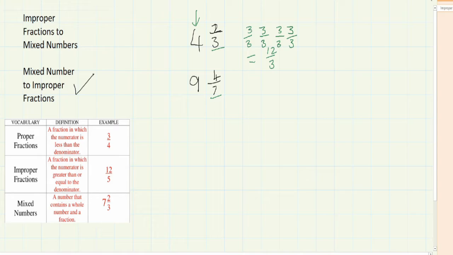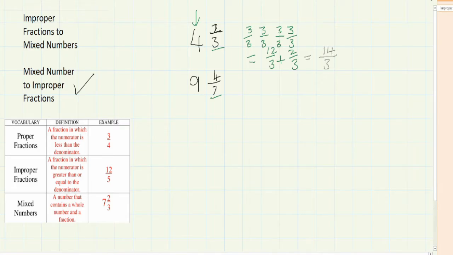4 whole numbers is represented in improper fractions as 12/3, because 3, 6, 9, 12. Anything more than 1 whole one is going to be a top-heavy fraction. Absolutely. But I'm not finished yet because I need to add as well that 2/3. And that will give me my final answer of 14/3.